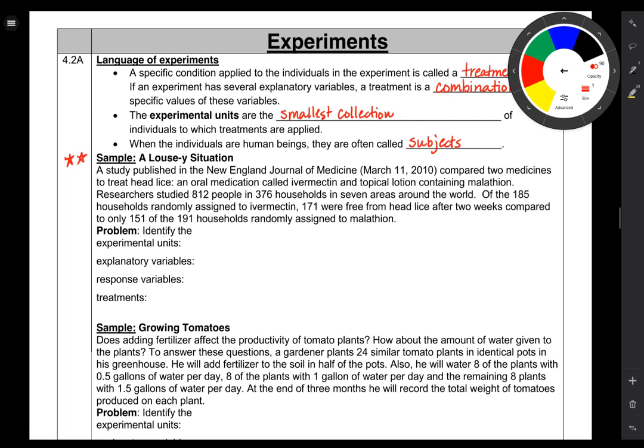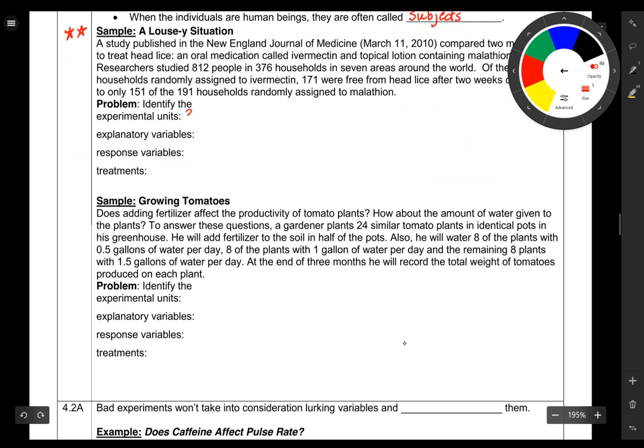So here we're asked to identify the experimental unit. In this particular case, you would think that there are 812 people, but with lice, if one person gets it, it tends to be that everybody gets it, or at least more than one person in the family. So households are the experimental units. The whole household is being treated. So the 376 households are your experimental units. The entire households were assigned to treatments.